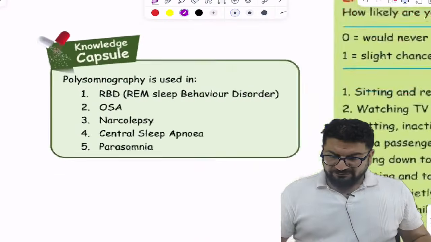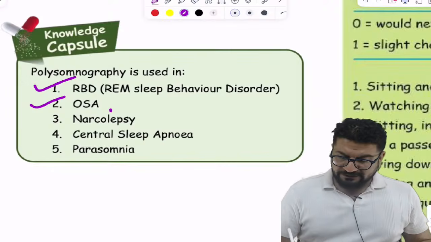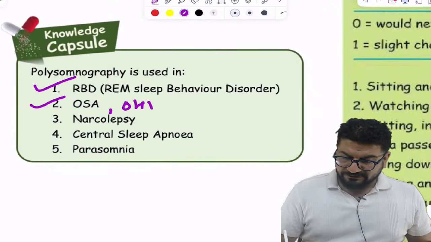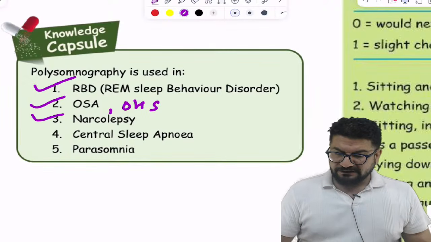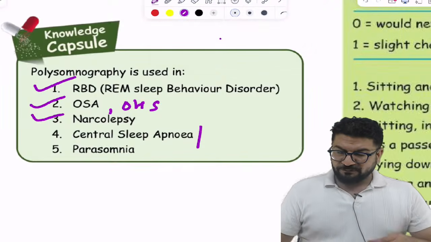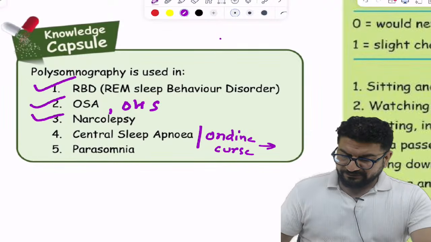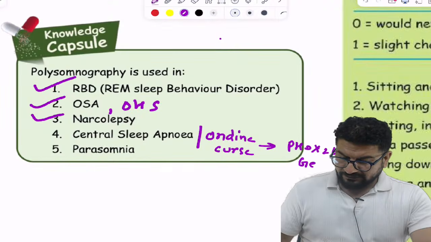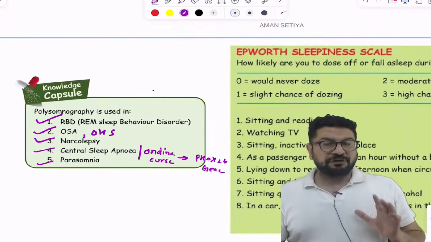Polysomnography we use in RBD, meaning REM sleep behavioral disorder. You can use this in OSA. Even you can use this for OHS. You can use this for narcolepsy. Then central sleep apnea. जैसे member हो सकता है इस बार एग्जाम में इसको पूछ ले. It is also called Ondine curse, and it occurs because of FOX2B gene mutation. So these are the conditions where you will do polysomnography.